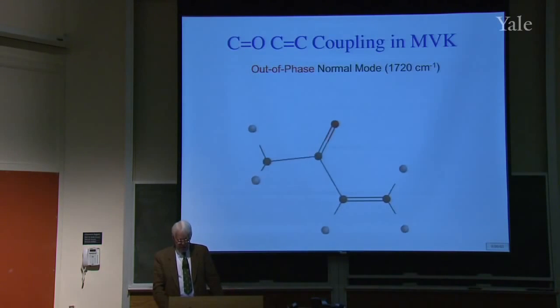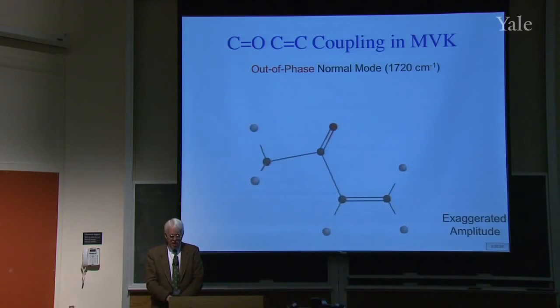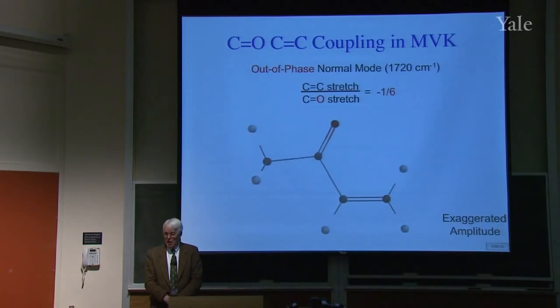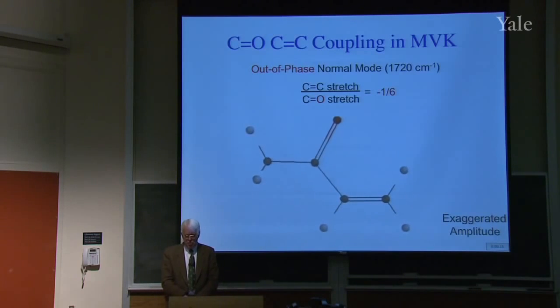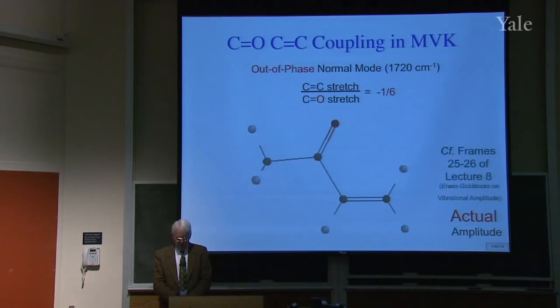And here's the out-of-phase normal mode, mostly the CO vibration, a little bit of CC, and as one stretches, the other shrinks, right? That's exaggerated, so the CO is moving 6 times as much as the CC, and the actual amplitude is like that. And if you look at lecture 8 last semester, you can see where we talked about how large vibrational amplitudes are.